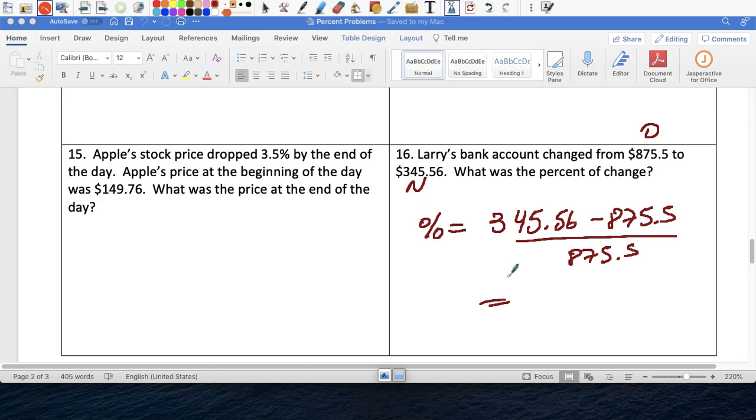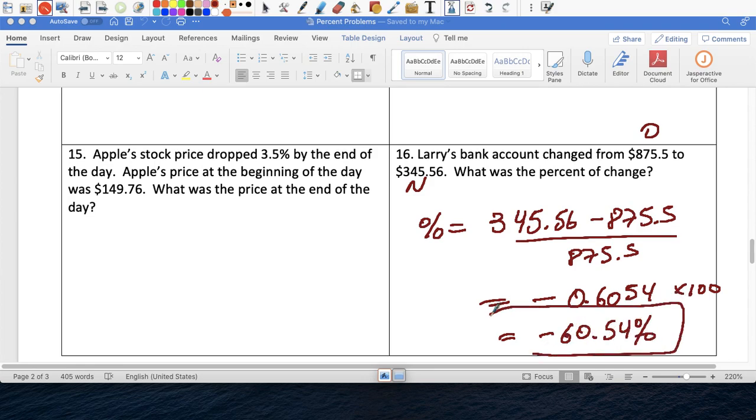You should get a negative number. Yeah, we get negative 0.6054, etc. Change that to a percent, multiply that by 100. We get negative 60.54%. All right, so I think it's pretty straightforward.